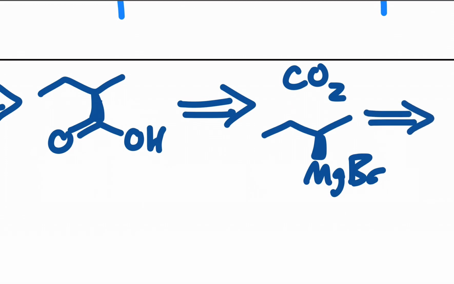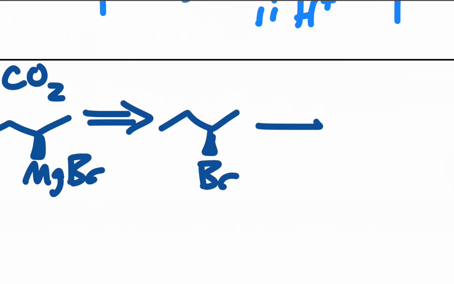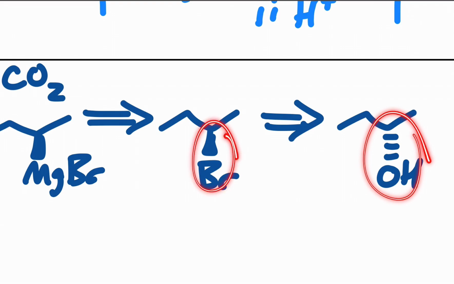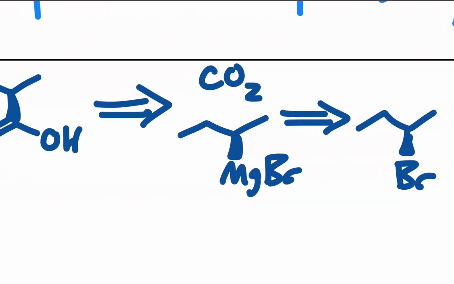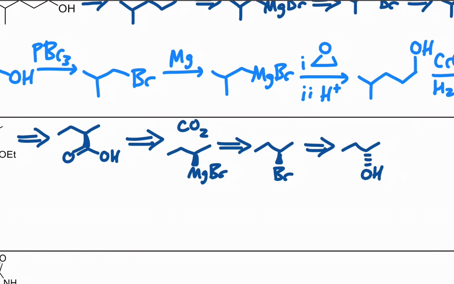How do you make a Grignard? Start with a bromide. How do you make a bromide? You make it from an alcohol. And when you do the reaction with PBr3, there actually is an inversion of stereochemistry with PBr3 because it's SN2 related. So we actually get the inversion of stereochemistry, whether you noticed or not, that we want in this reaction. And there we have it.